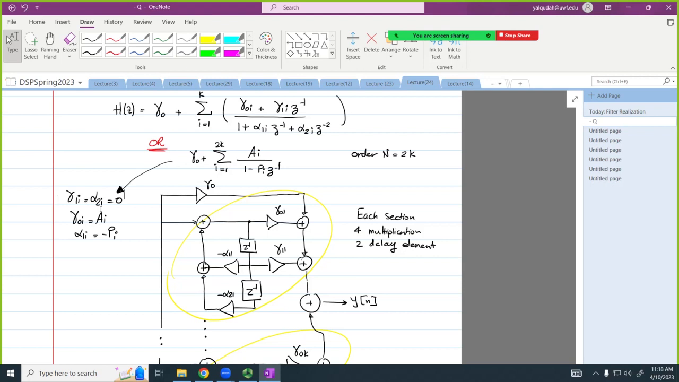Okay, let's do an example of an actual transfer function and look at different realizations of it.